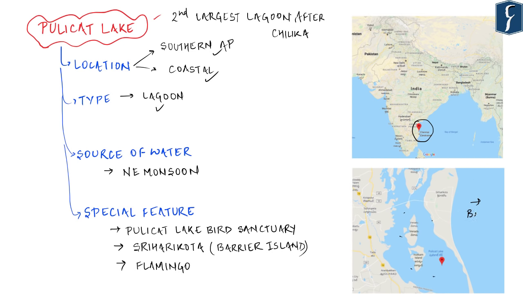Bay of Bengal, and you can see that the Pulicat Lake or Pulicat Lagoon is separated by this barrier island known as Sriharikota, which also houses Satish Dhawan Space Center, from where most of the rockets and satellites of ISRO are launched. So this becomes important from that perspective as well.